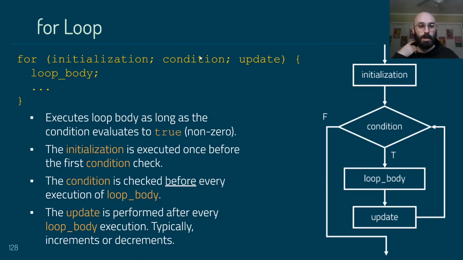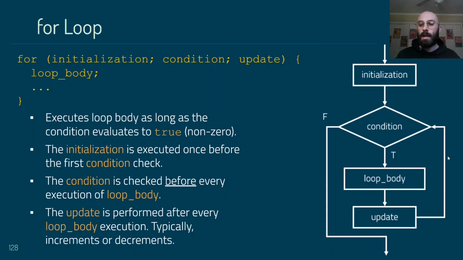If that condition is still true, it will then go inside of the loop body, and then after the loop body go to update and update that variable, and then the condition will check that variable again. And if that condition continues to be true, it'll do the loop body again and again and again until the update changes that variable so that this condition is no longer true. Then our loop is done and it goes on to the rest of the program.